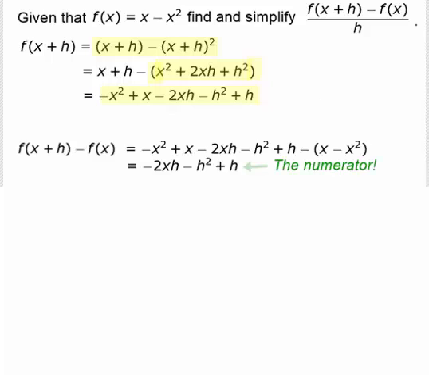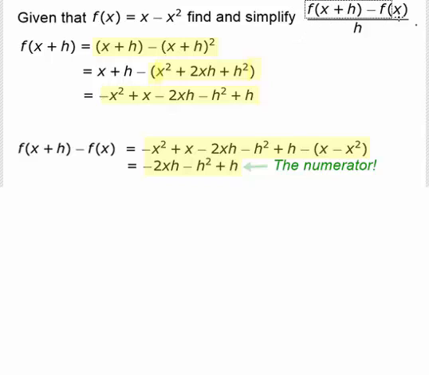Now we have to take that result and subtract f of x. And when we do that, we find that the x squares cancel each other. The x's also cancel each other, and what we're left with is just negative 2xh minus h squared plus h. That's the numerator of our difference quotient.